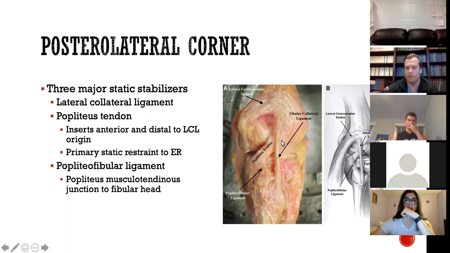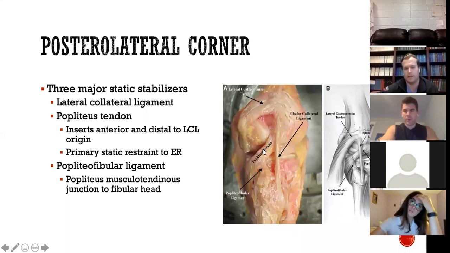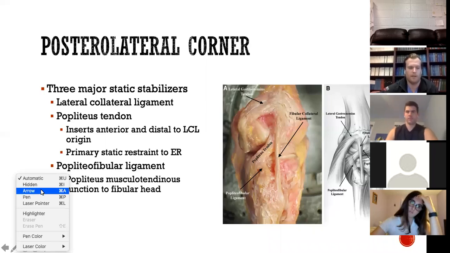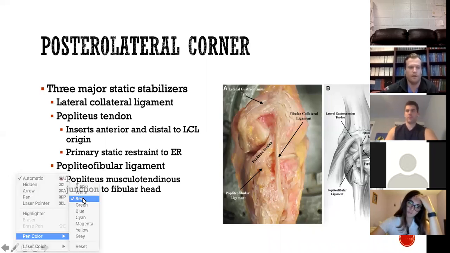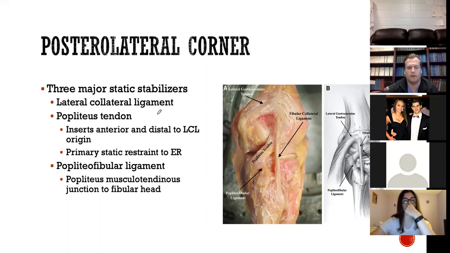In terms of helping remember where all of these structures are, you may be asked the orientation of the LCL and the popliteus. You need to remember the mnemonic ADD, where the popliteus is anterior, distal, and deep to the LCL tendon.